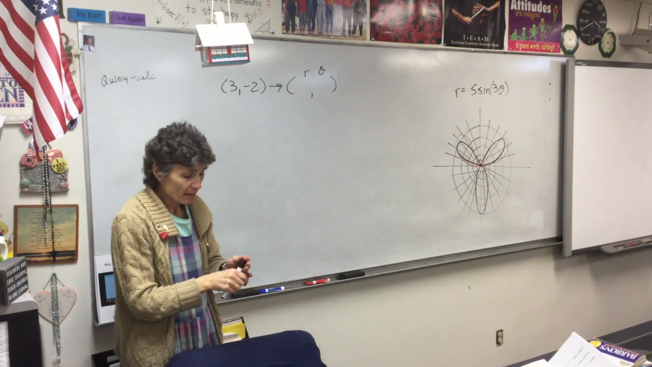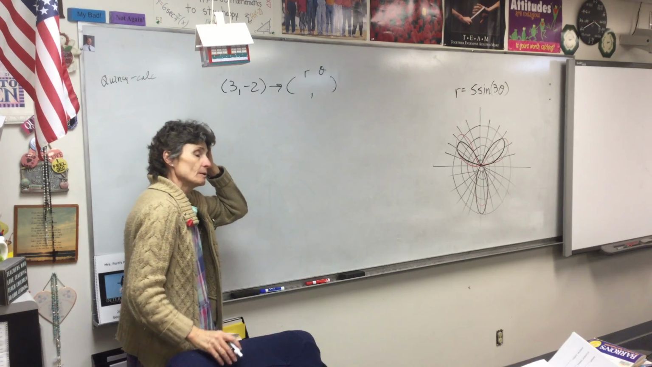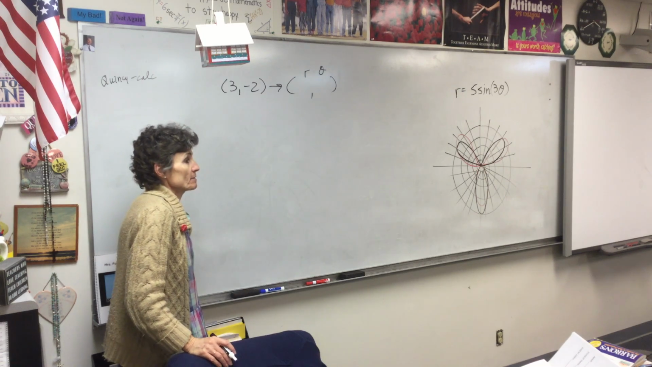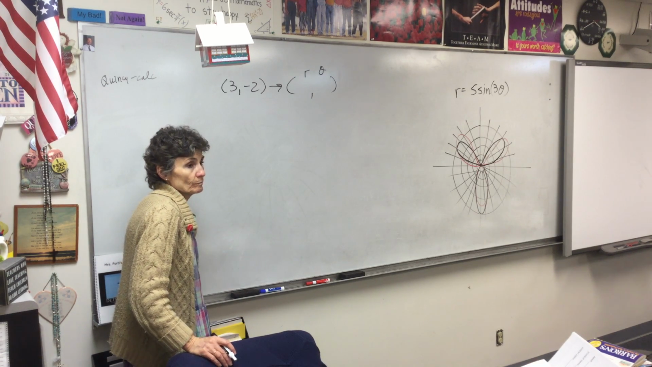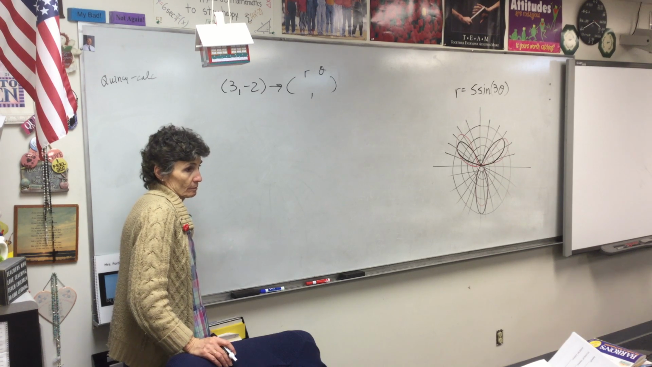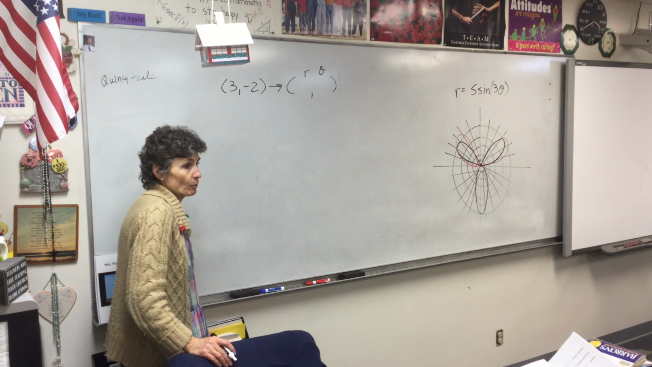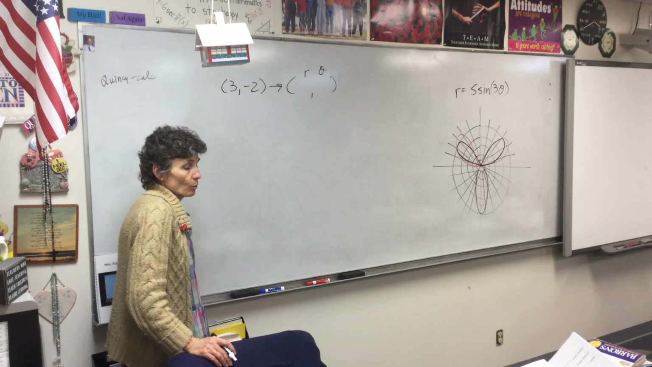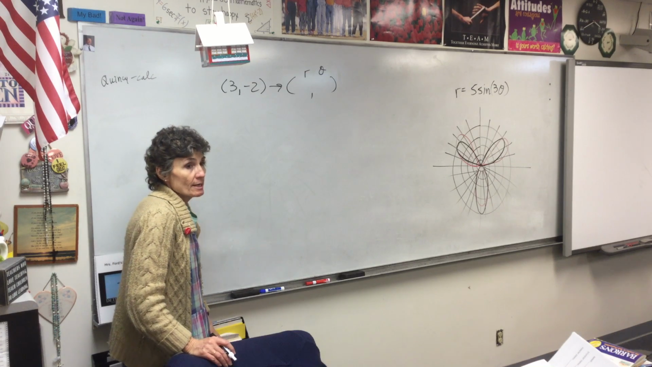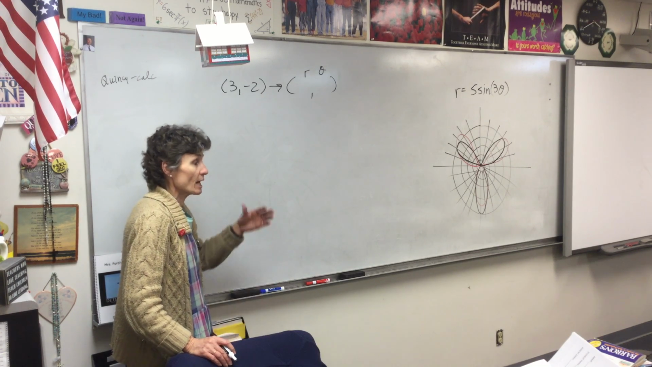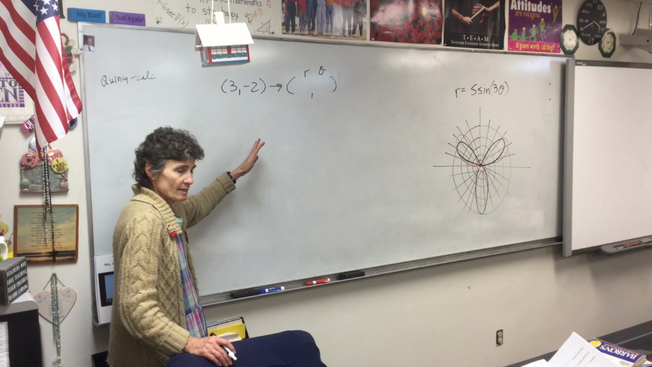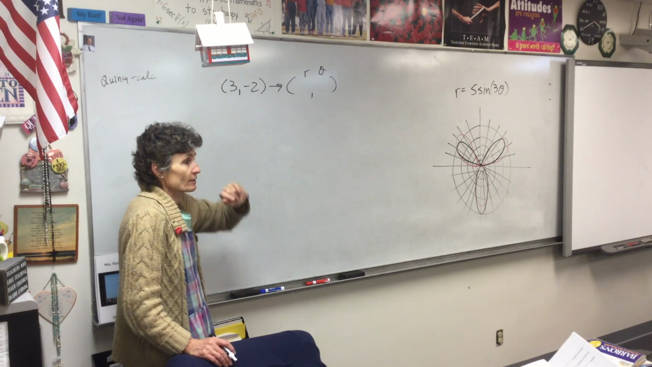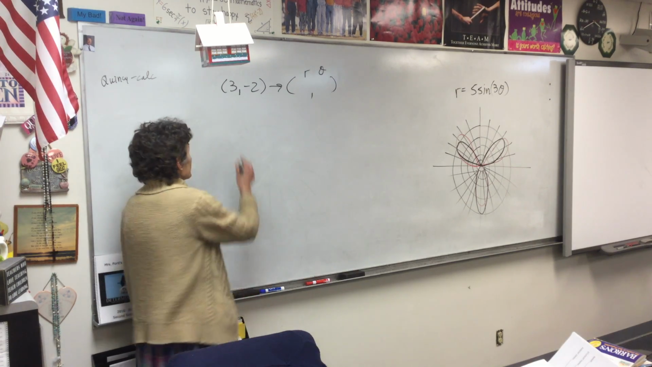Alright, so this is the paper we're starting with. It says quiz at the top, and the first problem is 3, -2. Alright, so here we go. We're going to change into polar coordinates. Now we've already taken a quiz exactly like this, so we should be able to get through this pretty easily. How do I find r and theta? I'm going to draw a picture of it.